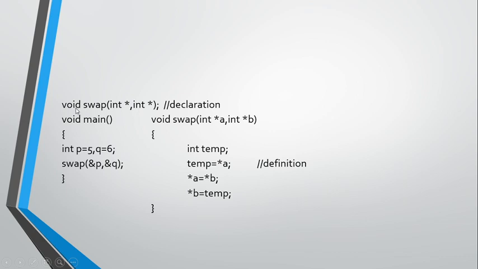So how to implement? We will see the example. I'm again copying the same example. Our function is there. Instead of passing the two integer variables, I'm passing the two pointer variables. P equal to 5 and Q equal to 6, two values are there. Instead of passing P and Q, I'm passing the address of P and Q. So in order to store the address, we have to declare two pointer variables, star A and star B.